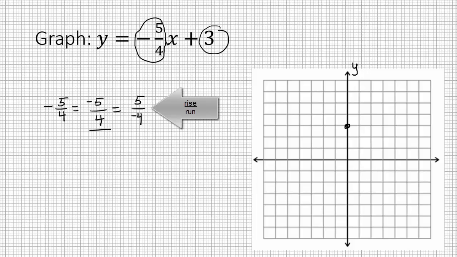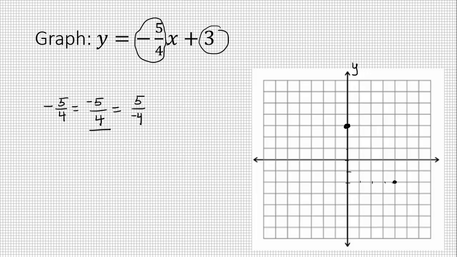Using the first one, I'm going to start at the point I know and rise -5. That means I'm going to fall. So from that point, 1, 2, 3, 4, 5 is how far down I go. Then I run +4. That's to the right. 1, 2, 3, 4. Here is another point on the line. I use the slope to get there.